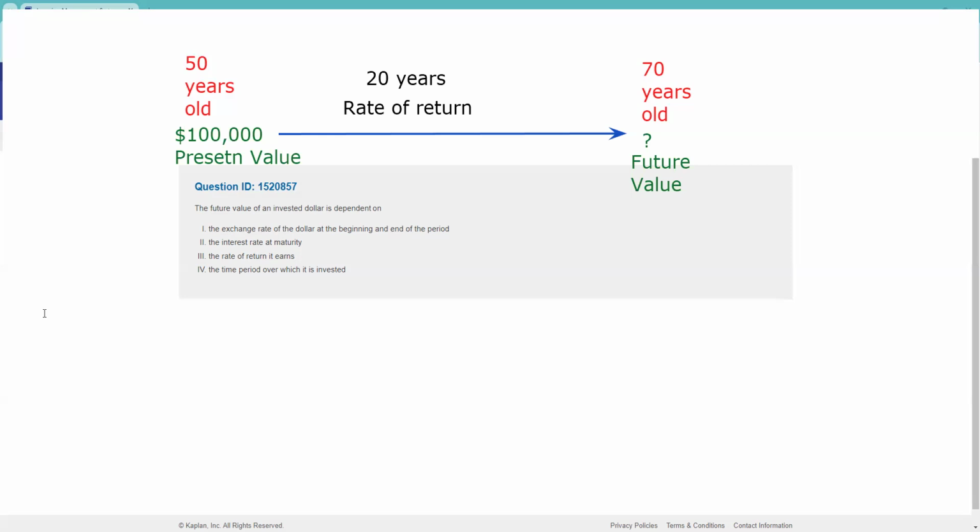The answer to this question, I guess I should box that, is 3 and 4. The exchange rate has nothing to do with it. They typically give you extraneous extra information that you don't need, and they're hoping to do that Jedi mind trick on you. That has nothing to do with answering this question. And there is no interest rate at maturity. That's not a concept at all. We have a rate of return. That's the internal rate of return.